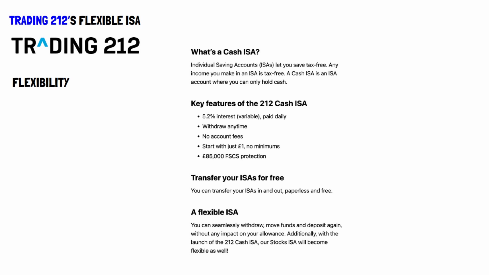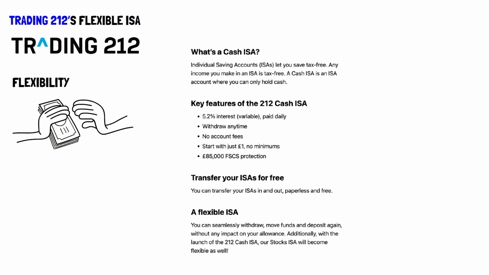Flexibility: the Trading 212 Cash ISA is designed to be highly flexible. You can withdraw, move funds, and deposit again within the same tax year without affecting your ISA allowance. Additionally, Trading 212's Stocks ISA will also become flexible, providing more options for tax-efficient investments.